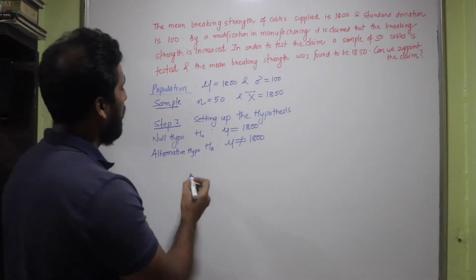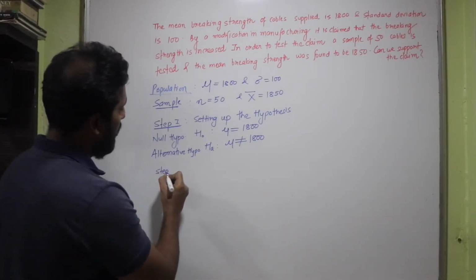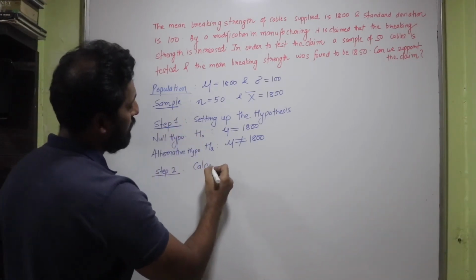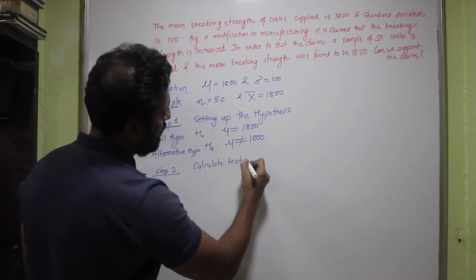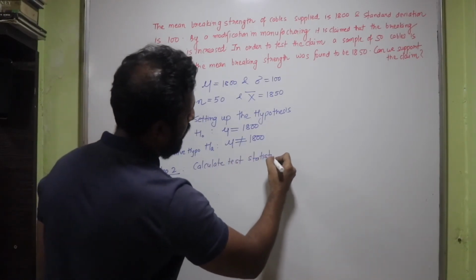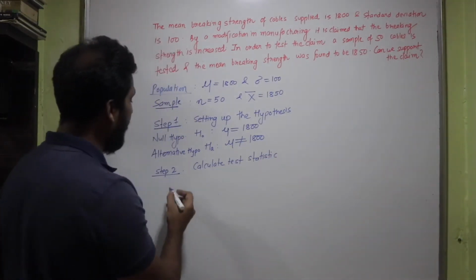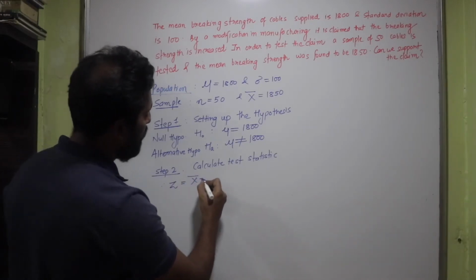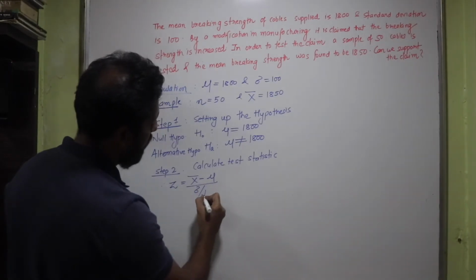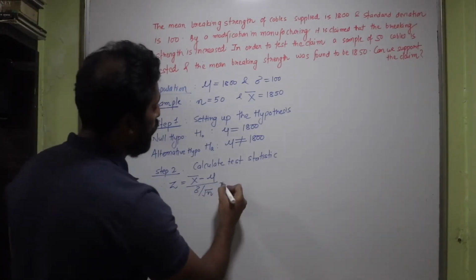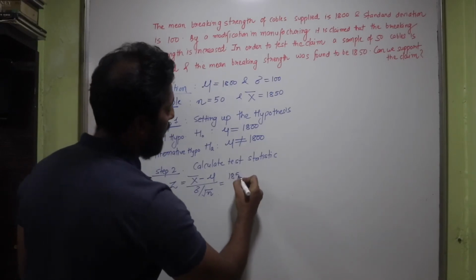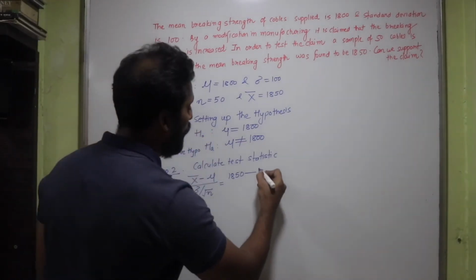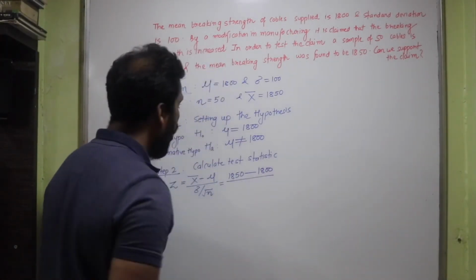Further, I will say step 2 is to calculate the test statistic, isn't it? So calculate test statistic. So if I get the test statistic, that means I will say Z is given by x bar minus mu upon sigma upon root of n, isn't it? So the value is going to come. So x bar is 1850. So I write here 1850 minus mu. So mu is going to be 1800. We knew mu is 1800. So I write 1800 upon sigma upon root n.